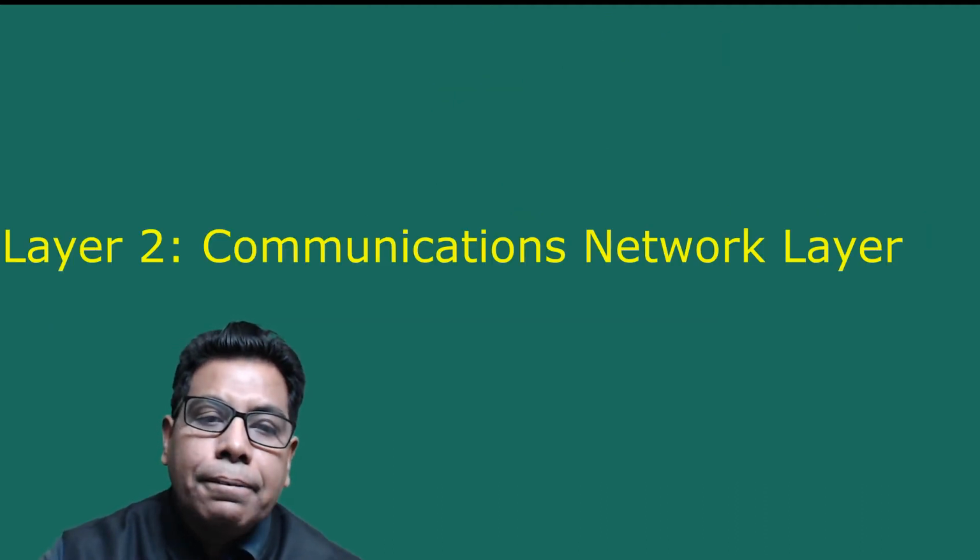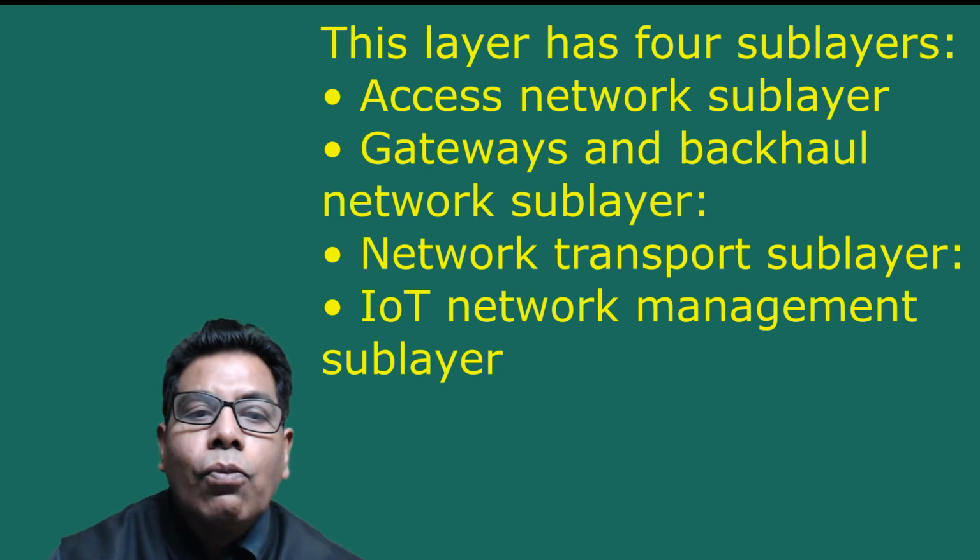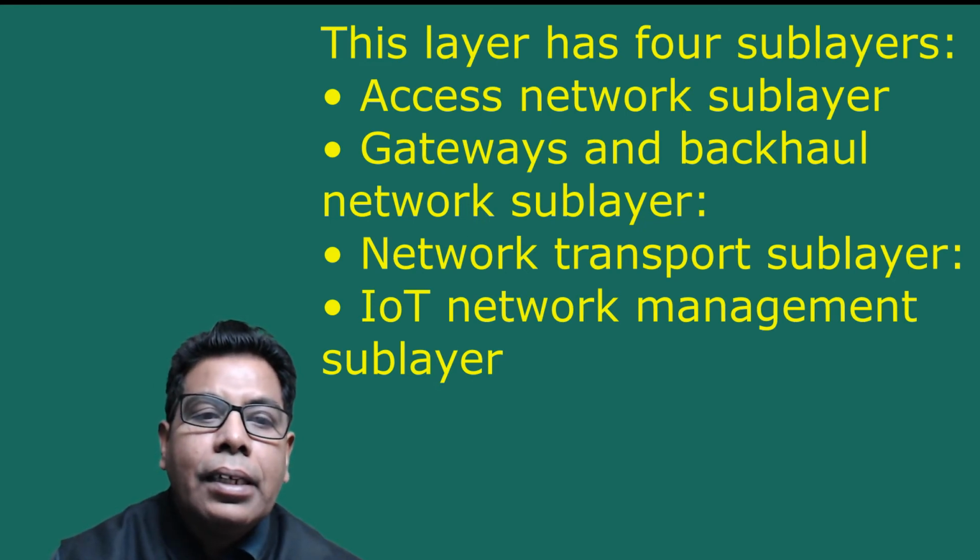Then let us go to layer 2, communication network layer. When smart objects are not self-contained, they need to communicate with an external system. In many cases, this communication uses a wireless technology. This layer has 4 sublayers: access network sublayer, then gateways and backhaul network sublayer, network transport layer, IoT network management sublayer. Once you have determined the influence of the smart object form factor over its transmission capabilities, that is transmission range, data volume and frequency, sensor density and mobility, you are ready to connect the object and communicate.